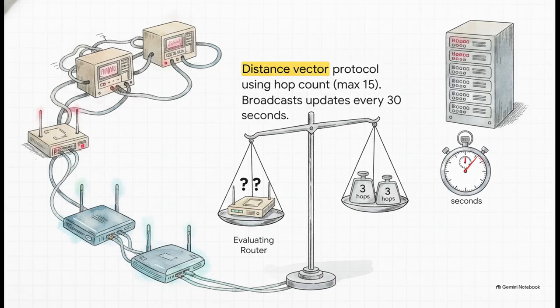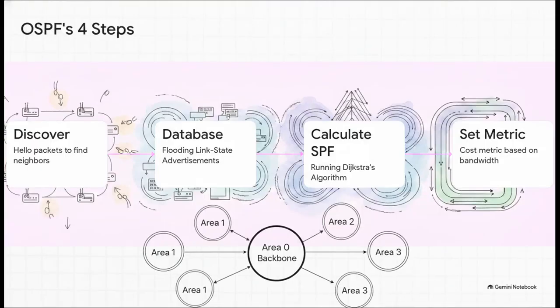To RIP, a path crossing 3 painfully slow 56K modems looks totally identical to a path crossing 3 blazing fast 10 gigabit fiber links. And to top it off, it broadcasts its entire table every 30 seconds, which just clogs up your bandwidth. So what do enterprises actually use instead?